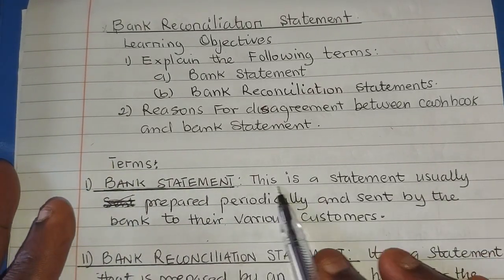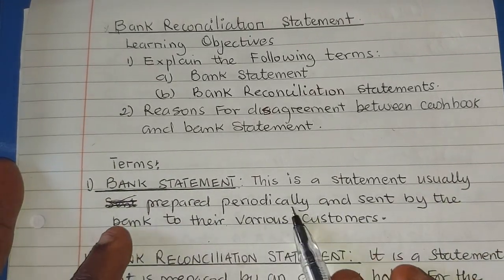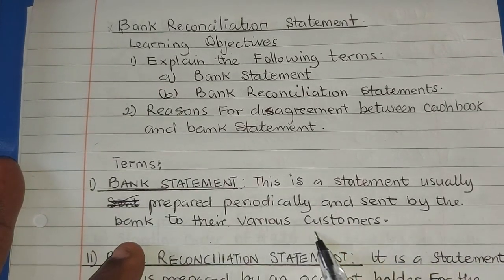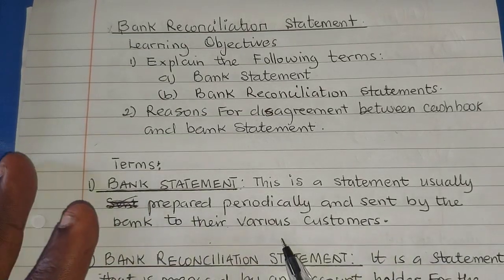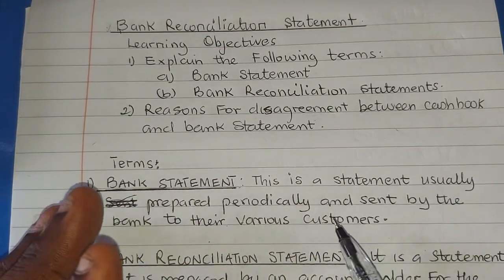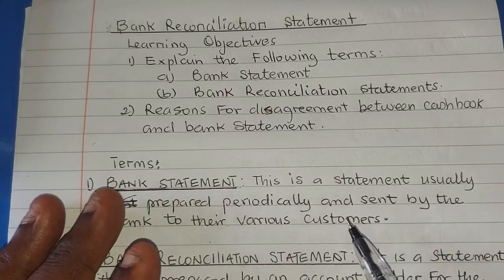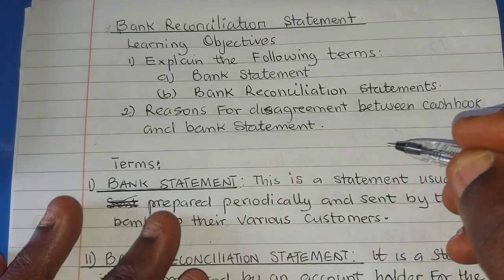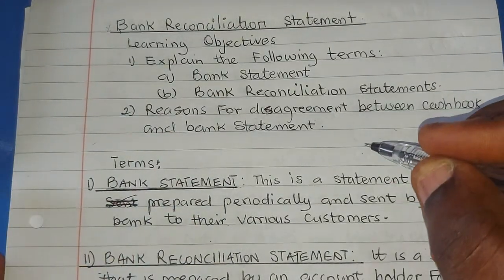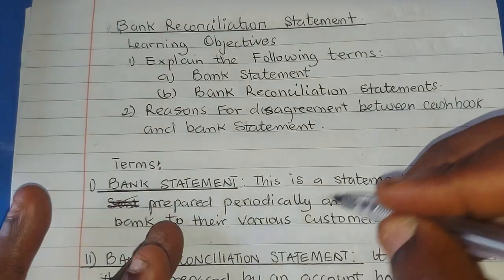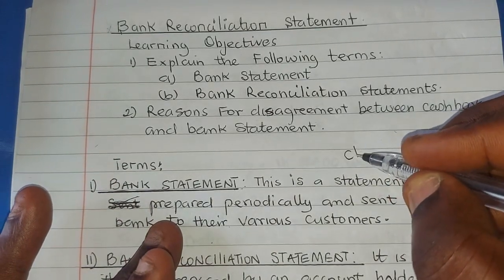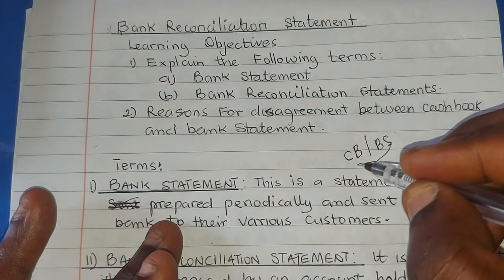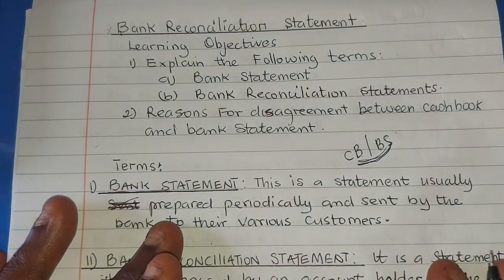So what is a bank statement? A bank statement is usually prepared periodically and sent by the bank to their various customers. The customer has to examine and compare his or her cash book with the bank statement. So when the bank statement is sent to the customer, it will be compared with the cash book. All right.